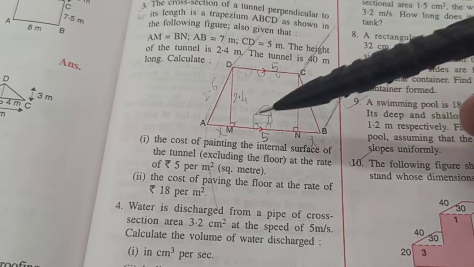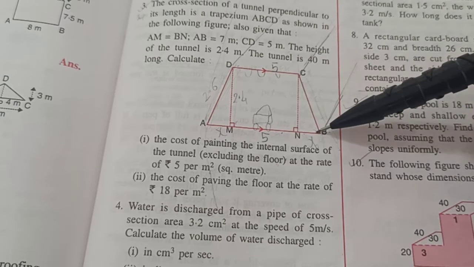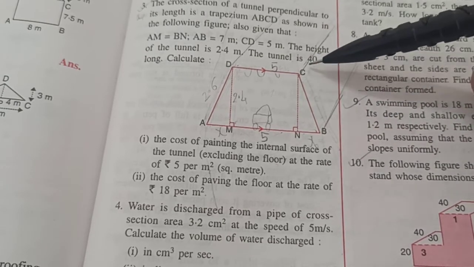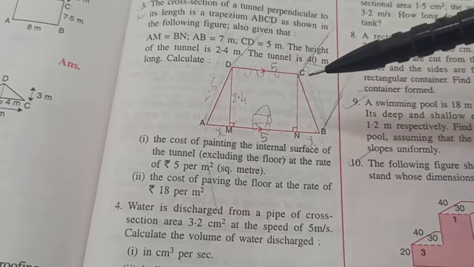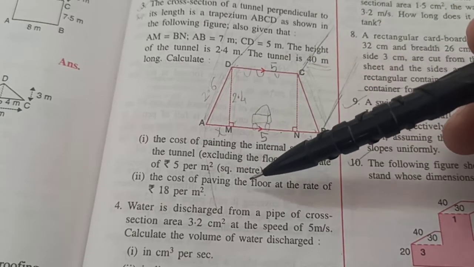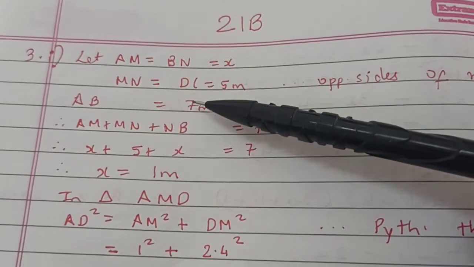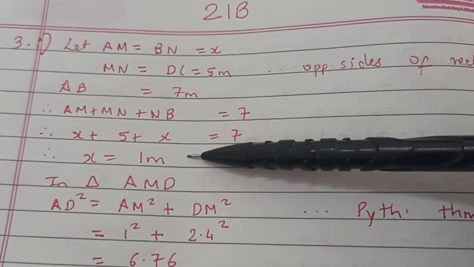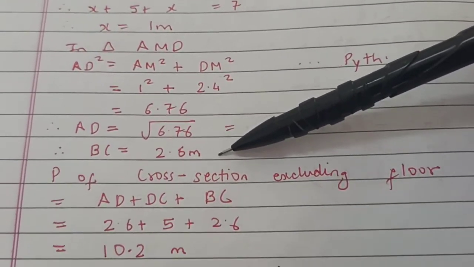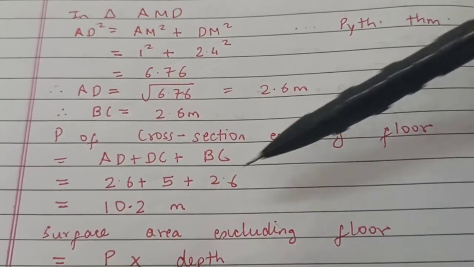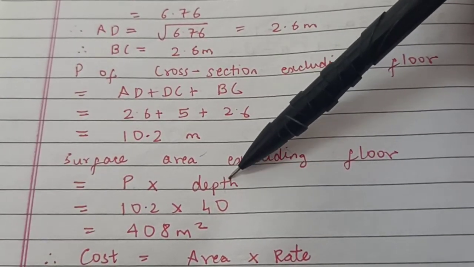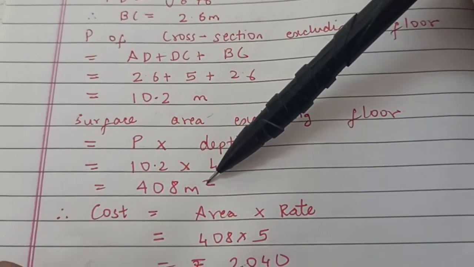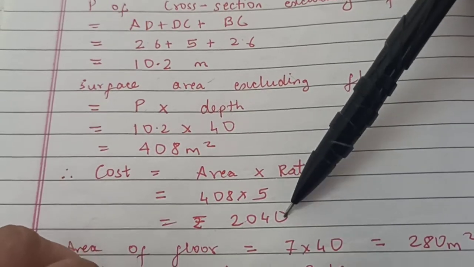So now the perimeter is 2.6 plus 5 plus 2.6, and if you multiply it with the depth, which turns out to be 40 meters, you get the total area of the surface to be painted, and then multiply that with the rate, you will get the cost of painting. So that's how you solve Roman number 1. So the steps are here. First we let them be x, then we know that opposite sides are equal, we get the value of x, we use Pythagoras theorem to get the value of BC, we find the perimeter excluding the floor, mention that, and the surface area excluding the floor of course will be perimeter into the depth. You can also call it the length, that's okay, and this is the area into rate, units are same, no problem, and this is the cost.